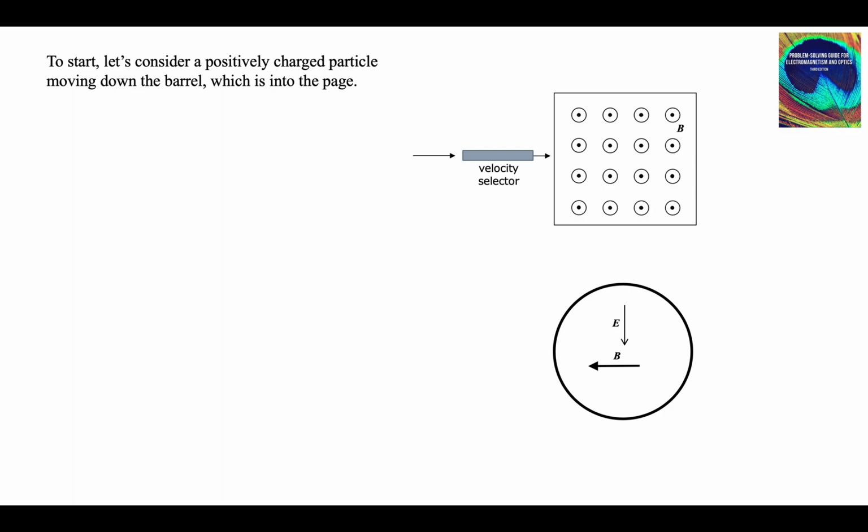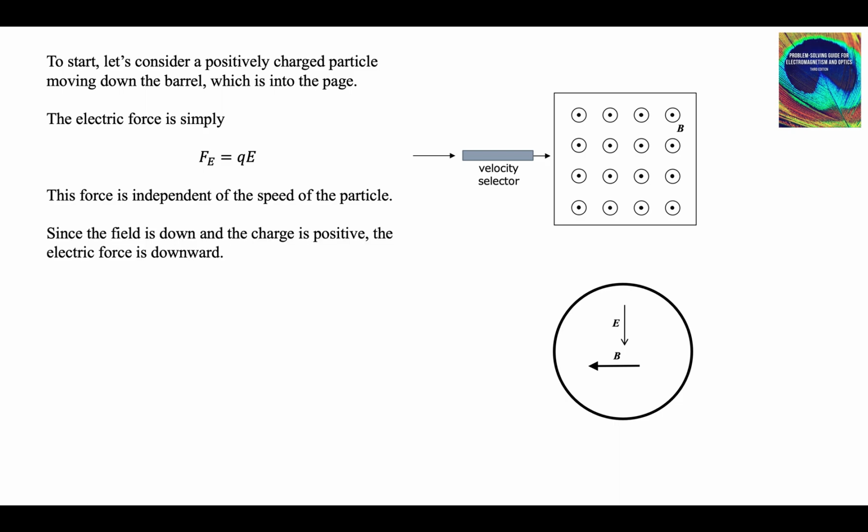The particle's going into the page, which means if you want to get the direction of V cross B, your thumb has to point into the page. The electric field is easy. If you thought the electric field is hard, just consider the magnetic field. It's a positive particle. Fe is QE. It's independent of the speed. Since the field is down and the charge is positive, the electric force is downward. Fe is downward. Now we have to get Fb.